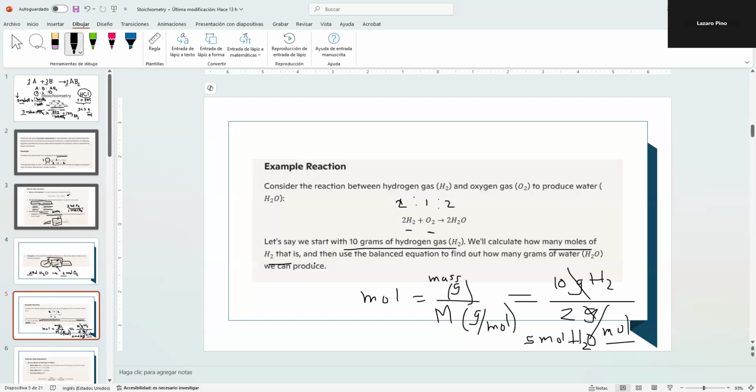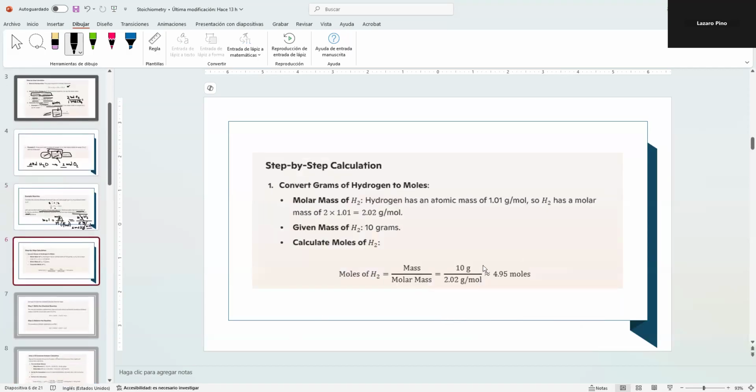But the question is more than this. We want to calculate the grams of water that are produced. So let's continue. Well, as I showed you before, you divide the mass of dihydrogen by the molar mass of dihydrogen, and you get the moles of dihydrogen. It's 5 moles, as I showed you before. But here the calculation is more accurate. Let's go.